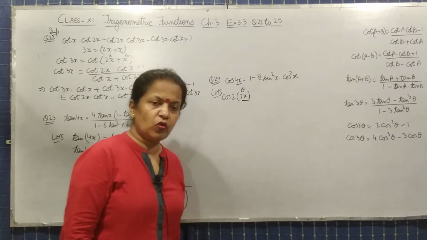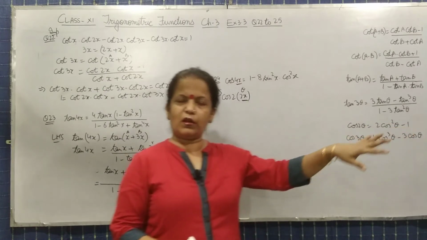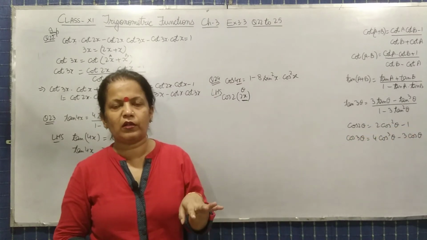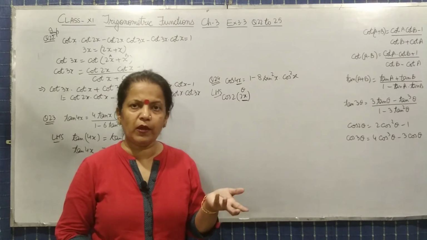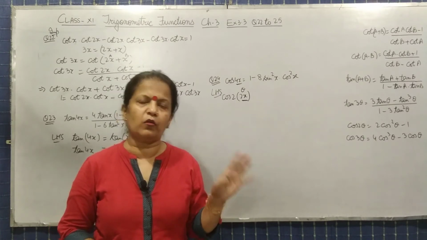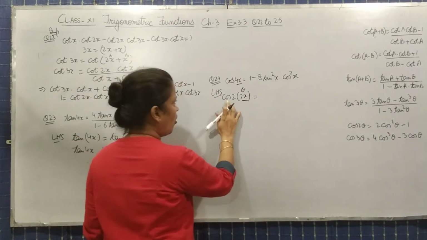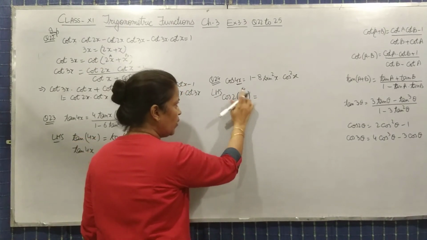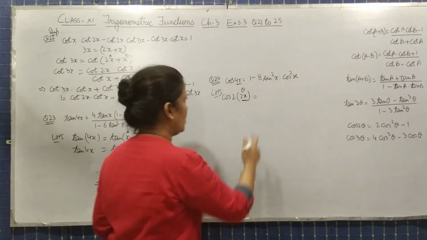Now you will use the identity 2 cos square theta minus 1, or 1 minus 2 sin square theta, or cos square theta minus sin square theta. You can use any of them; at the end you will get the same answer. I am taking cos 2 theta. This 2x is theta. So cos 2 theta is 2 cos square theta minus 1.